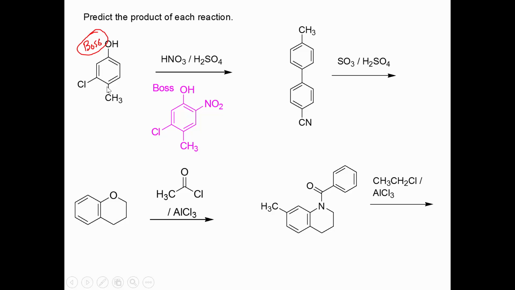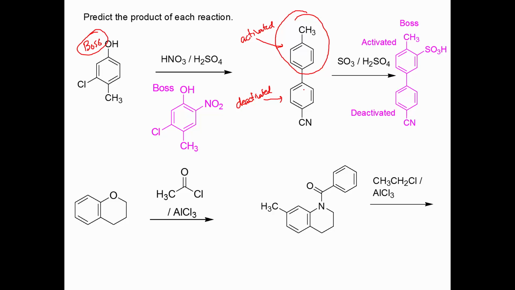Okay, let's look at the one to its right. All right, so we have two rings here. What we can probably see is that this ring here is deactivated. This ring here is activated. So we're going to do our substitution in this ring. This is a methyl group. It's competing with the other benzene ring, but the methyl group is actually a stronger donating group than a benzene ring.